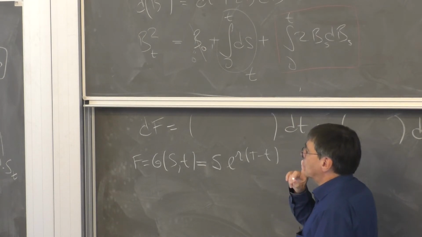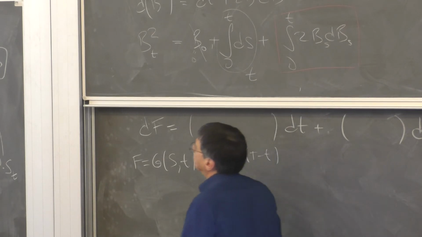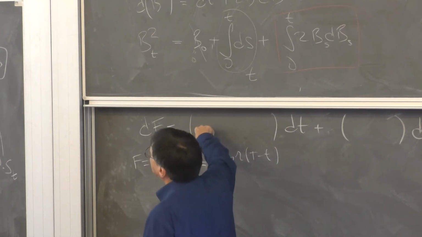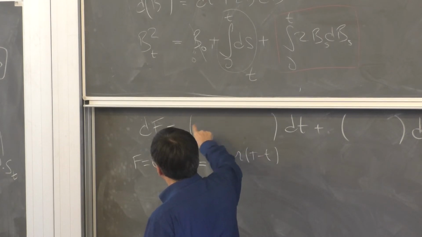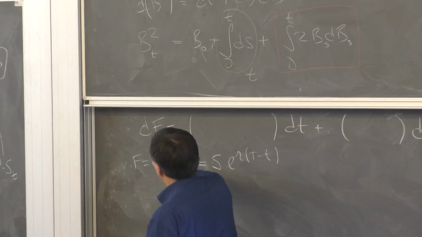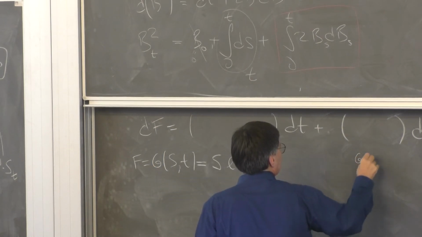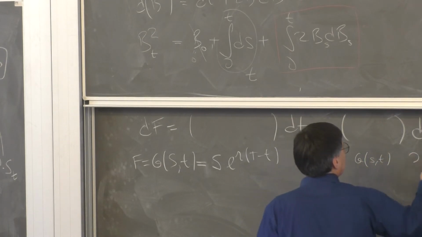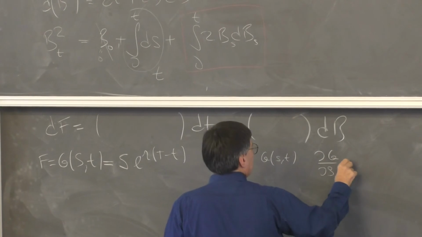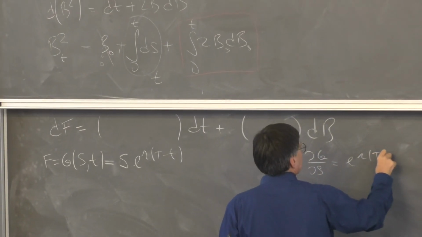Okay, so let's see. What do I have to do? To find out what to write here, I have to take the function g, take the derivative with respect to the first variable, and plug in s and t. So we're going to have to know what is g. Let's think of g as a function of little s and t. Let's find what is dg ds. So what is dg ds? It's e to the r t minus t.